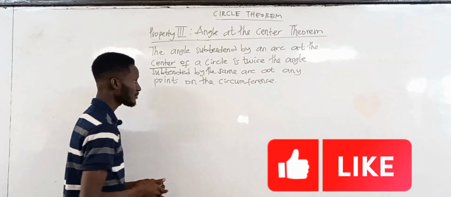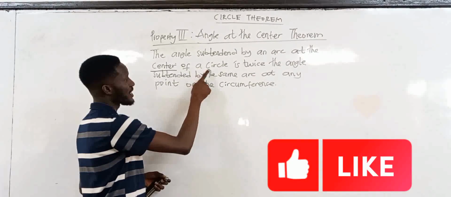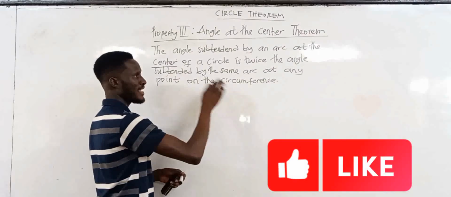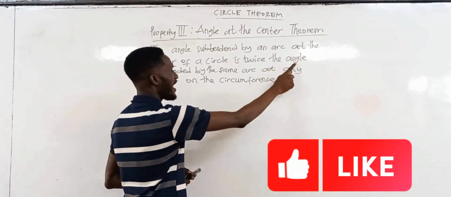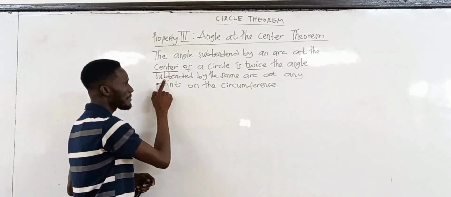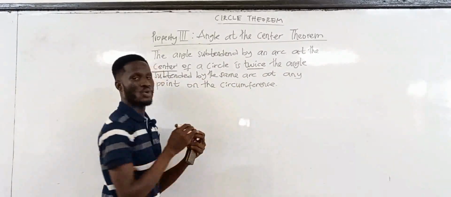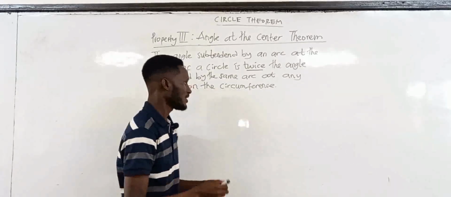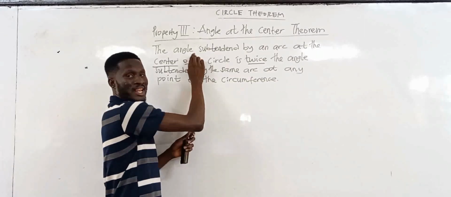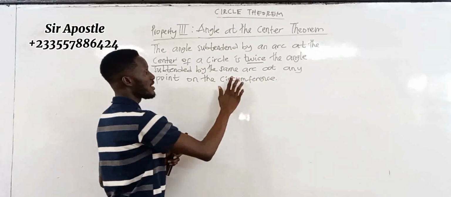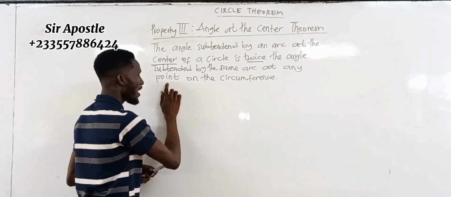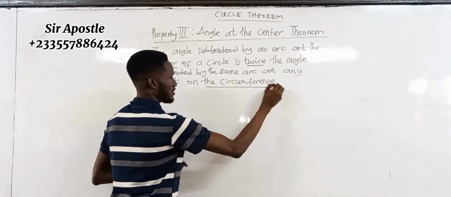Now let's see. The angle at the center is twice the angle subtended by the same arc. Let me put that twice somewhere. So we are still talking about the same arc, that is the arc that forms an angle at the center of a circle, at the same arc, at any point on the circumference of the circle.